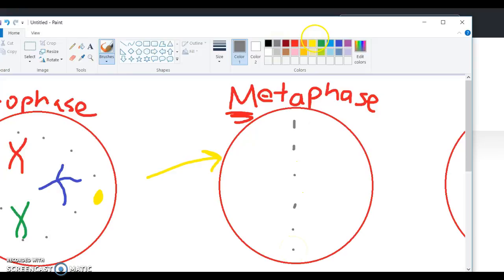We're going to look at the microtubule organizing centers again, over here. And they're actually going to attach to the chromosomes. And by doing that, they're also going to push them towards the middle of the cell. So the chromosomes will be all lined up in the middle.